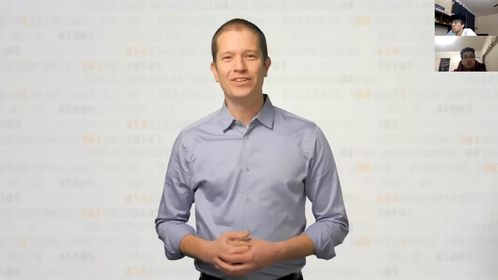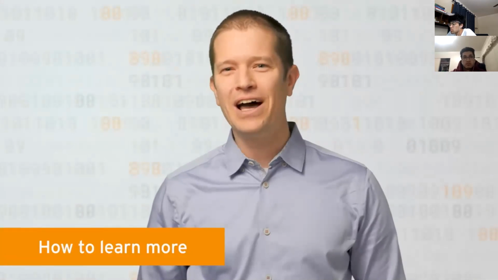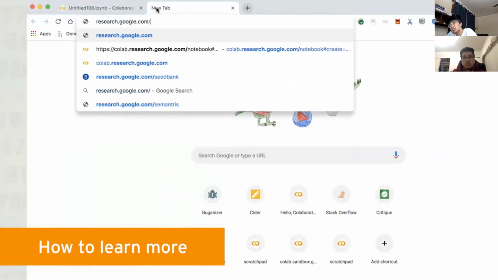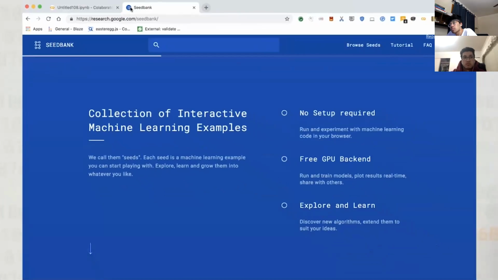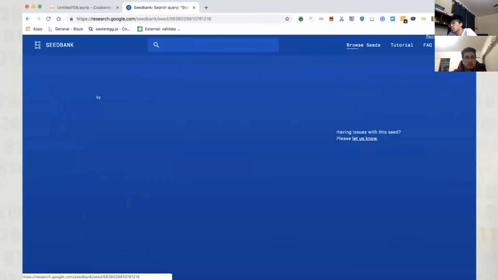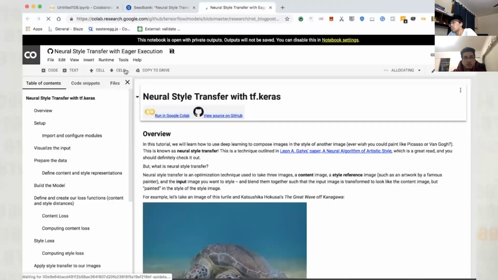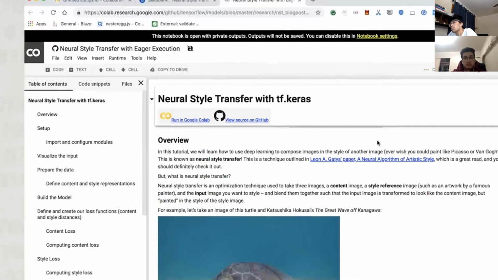The notebook is stored in the standard Jupyter Notebook format, and so the notebooks you create can be viewed and executed in Jupyter Notebook, Jupyter Lab, and other compatible frameworks. The convenience of sharing notebooks means that you can find and explore many interesting notebooks around the web. One useful collection is the SeedBank project at research.google.com/seedbank. For example, the Neural Style Transfer seed shows how to use deep learning to transfer styles between images, and includes a link to a Collab notebook where you can run and modify the code.